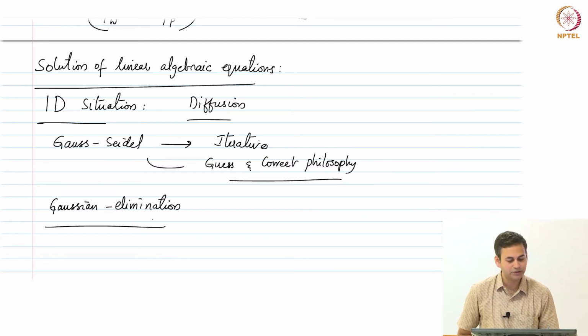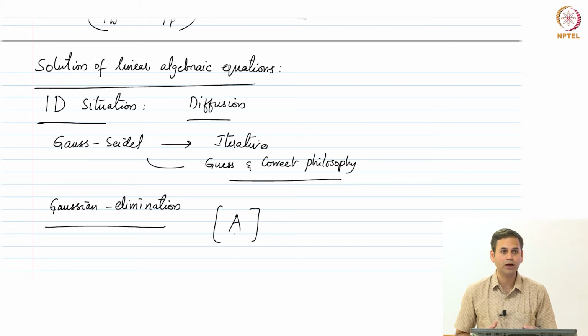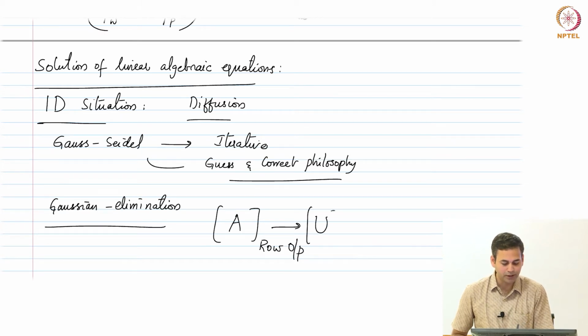Now, what is the difference between Gauss-Seidel and Gaussian elimination? Have you heard of the Gaussian elimination process? I think you have done this in linear algebra. What is Gaussian elimination? What is the philosophy? You have a matrix A, right? I give you a matrix A. What do you do with it? You essentially do row operations, right? You perform row operations and then convert this into an upper triangular matrix, right?